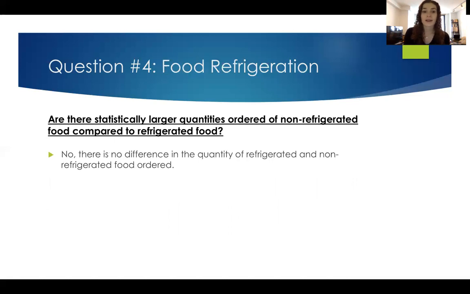And the final question that I looked into is, are there statistically larger quantities ordered of non-refrigerated food compared to refrigerated food? And here I found that there is no significance. We're seeing pretty similar levels of refrigerated food ordered and non-refrigerated food ordered.